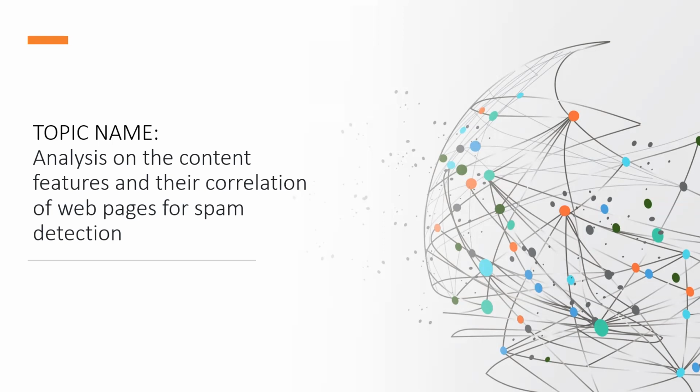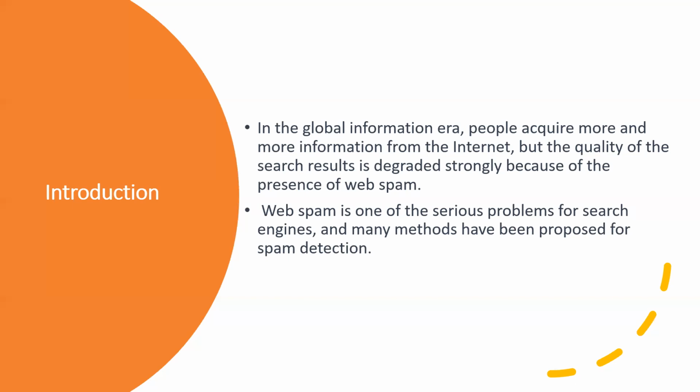So, what is meant by spam? Spam means something sent by an unauthorized person, with no clarity given in the email, and sometimes it may be harmful to our mission. So, coming to today's topic, analysis on the content features and the correlation of web pages for spam detection. Let's get into the introduction.